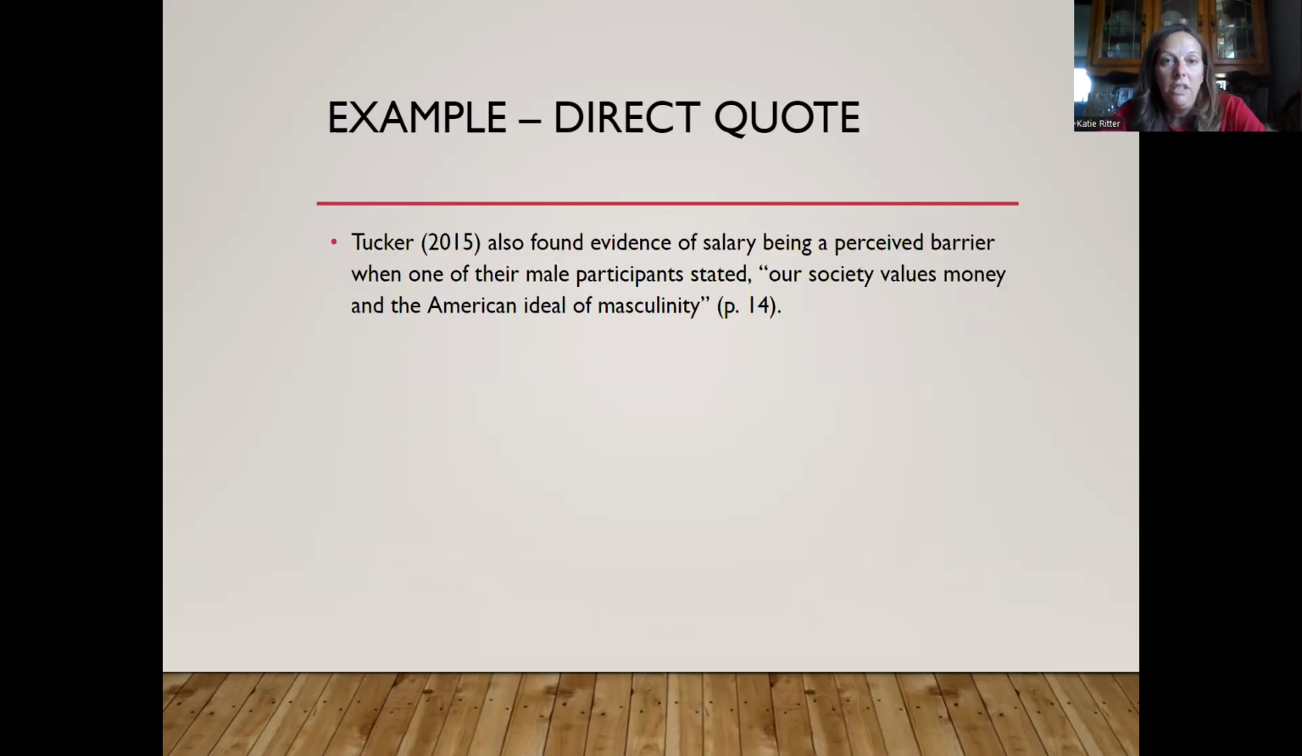Tucker, 2015, also found evidence of salary being a perceived barrier when one of their male participants stated, quote, "Our society values money and the American ideal of masculinity," end quote. And then you can see in the parentheses, it has the page number with the period and 14, and then the parentheses and the period.